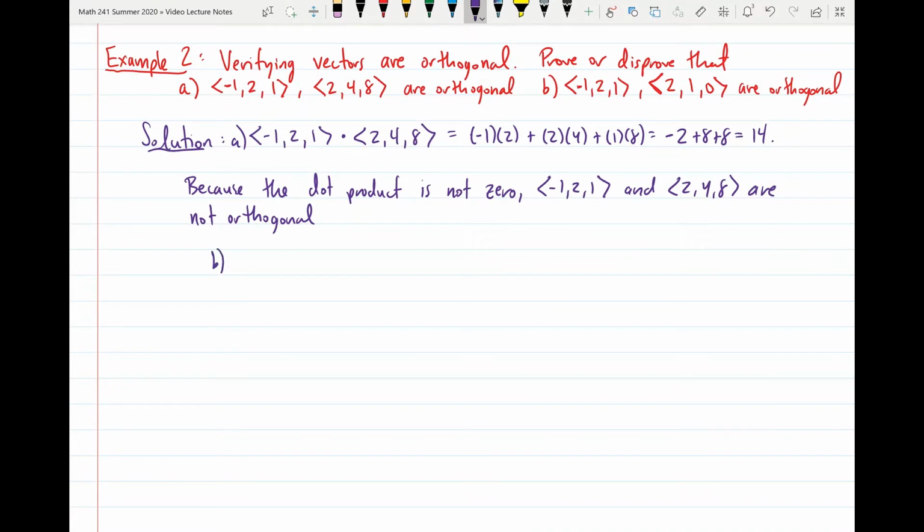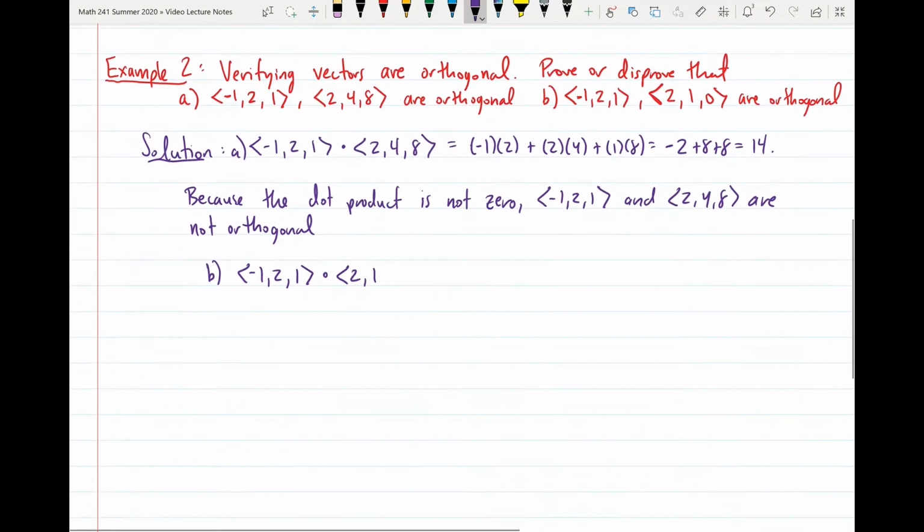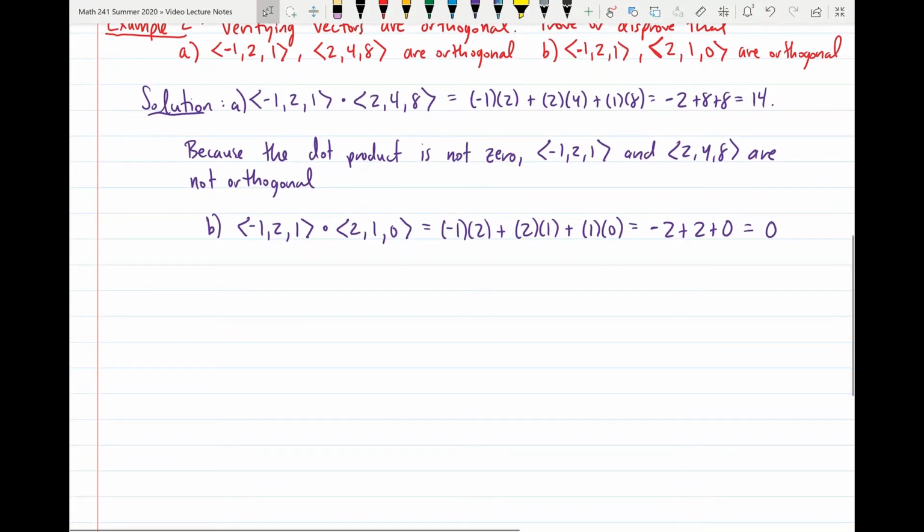Now we can move on to part B, where the vectors will in fact be orthogonal. So again, we're going to take our two vectors, take the dot product. Let's see, 2, 1, 0. So the dot product will be -1 times 2 plus 2 times 1 plus 1 times 0, which is equal to -2 plus 2 plus 0, which is just equal to 0.